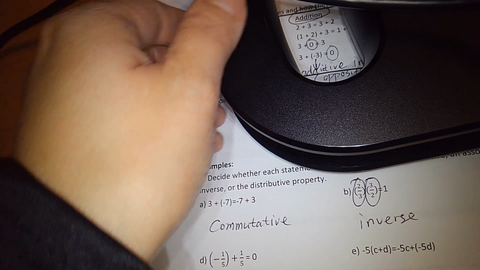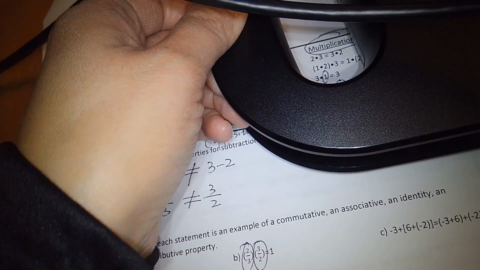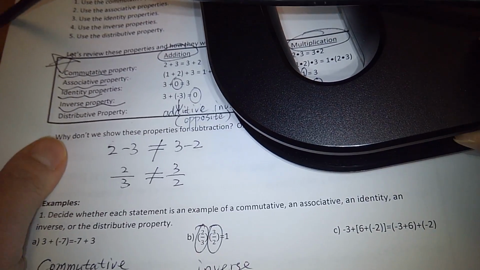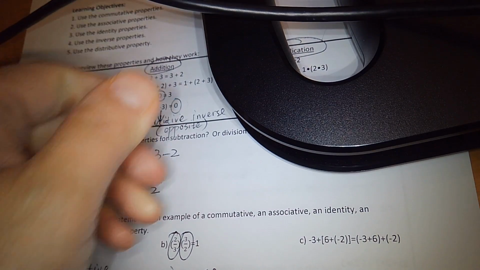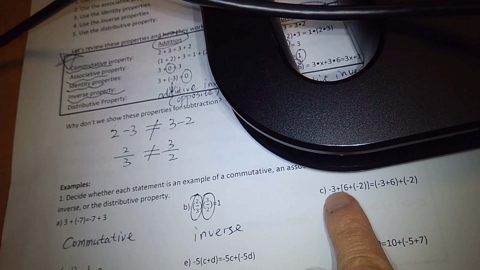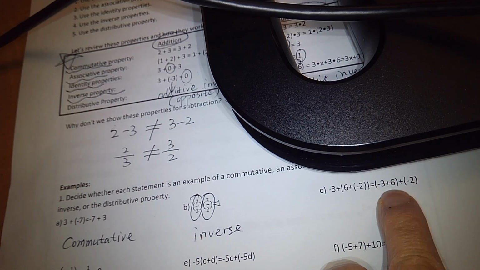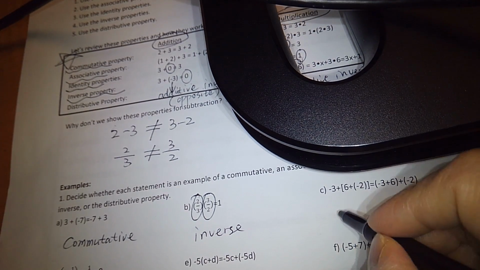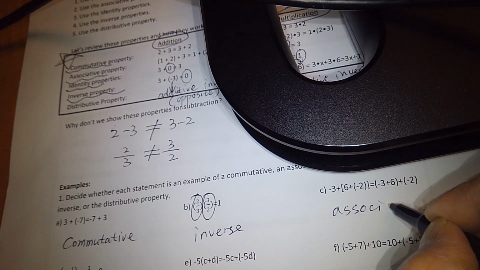Okay. Now the next question, C. What property for this question? Associative, right? See? Add up these two numbers and then add the first one, equals adding the first two numbers and then the last one. So this is the associative property, right?